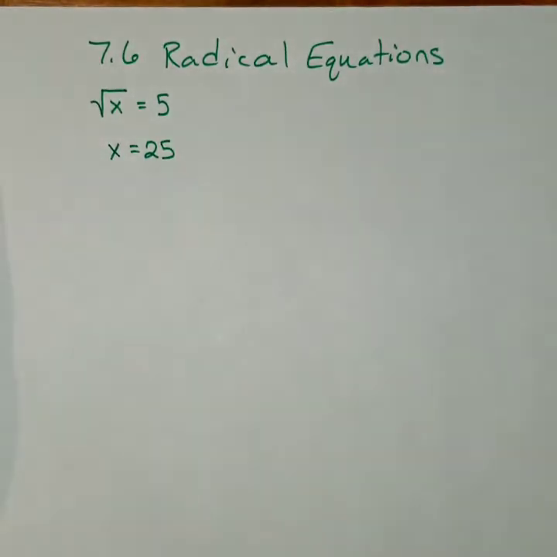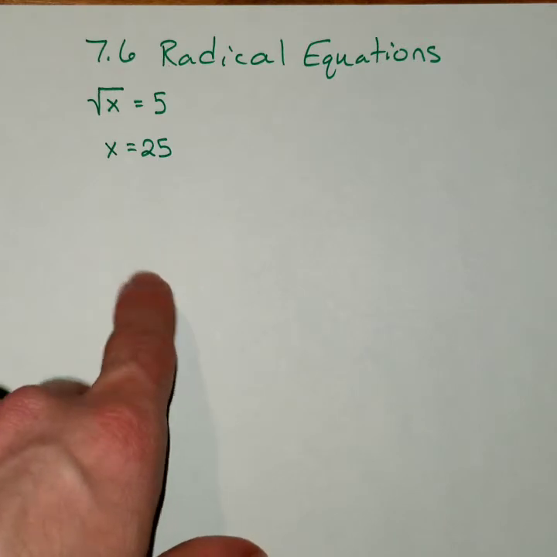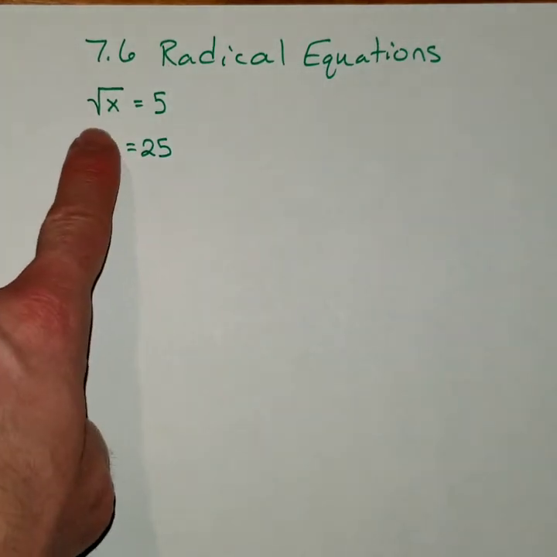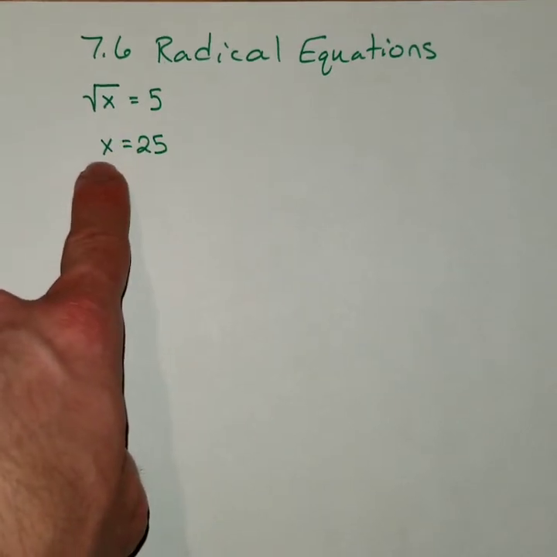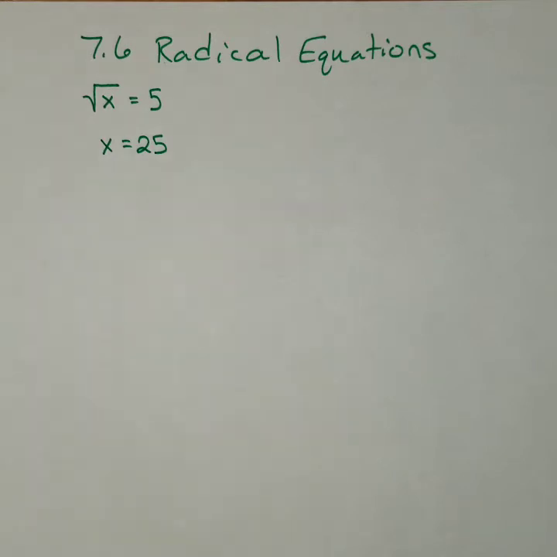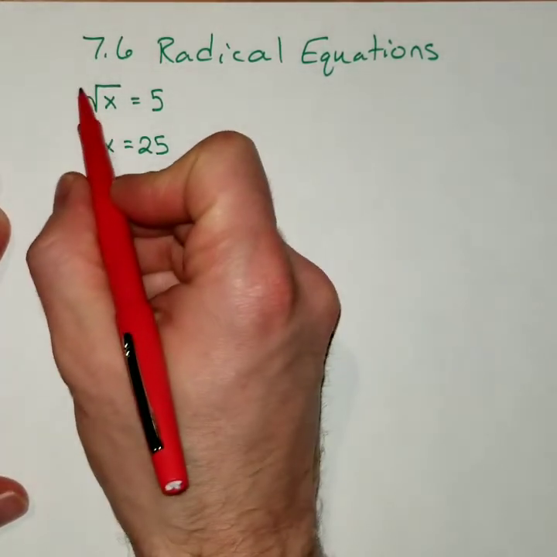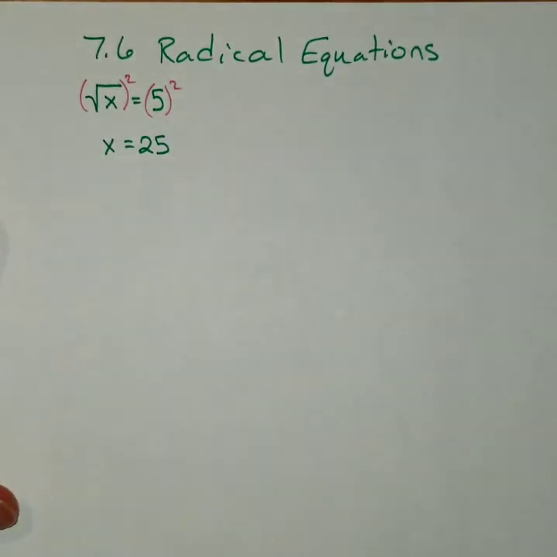Now, how could you get 25 from 5 if you didn't just know that, if it was a little bit harder numbers to deal with? Well, the answer is you square both sides, right? If you square a square root, you get rid of the square root. And if you square the 5, you get 25. And so one thing we're going to do to solve these radical equations is we're going to raise both sides to the second power, or square both sides. Okay. Now that seems simple enough.